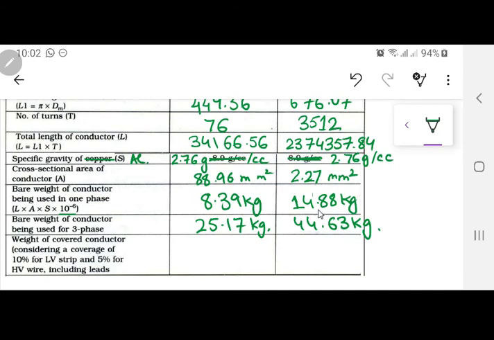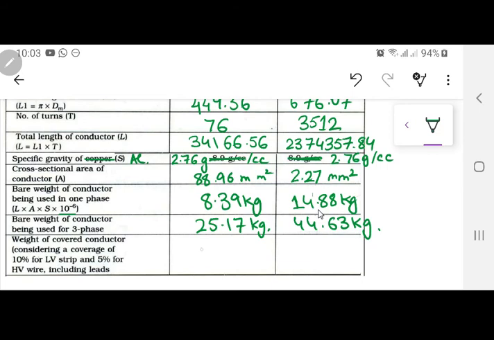So the next row is the weight of the covered conductor considering a coverage of 10% for the low voltage strip and 5% for the high voltage wire including leads. You are going to add 10% more weight on the low voltage weight and 5% for the high voltage wire. These are the leads, because the transformer winding is limited; you have to take those leads towards the bushings or the entrance terminals. So increase 10% on the low voltage side and 5% on the high voltage side.